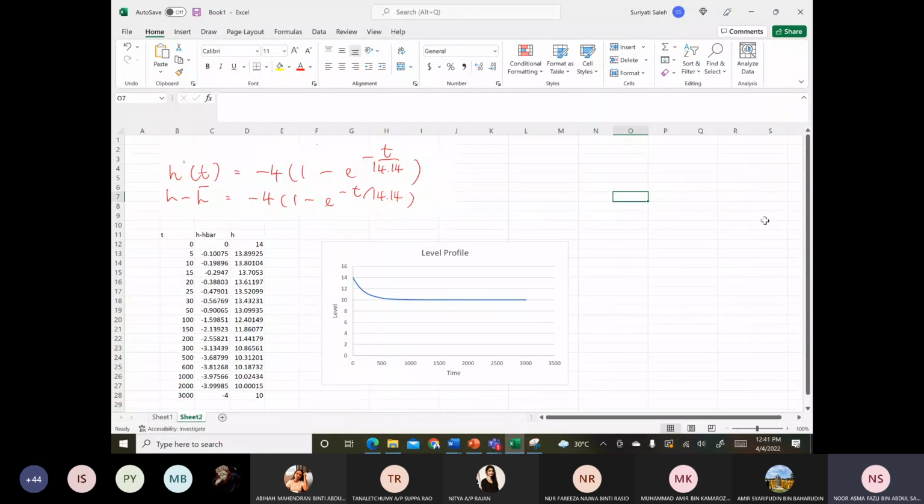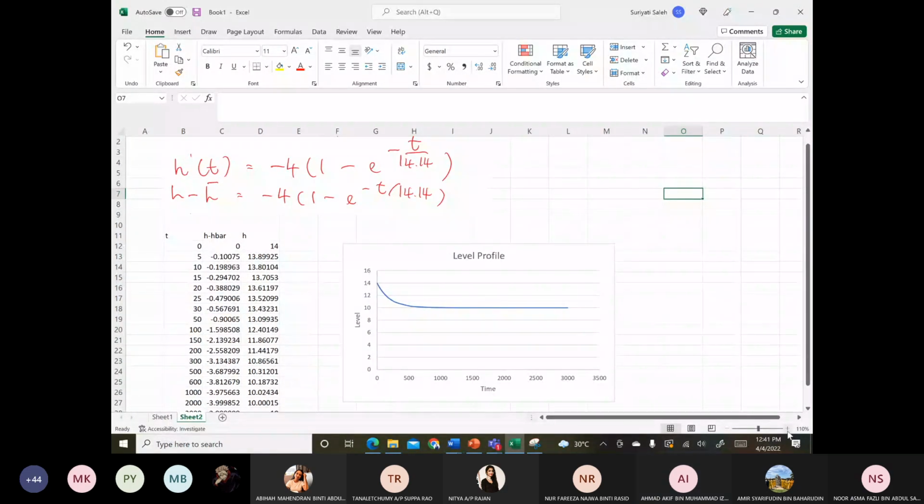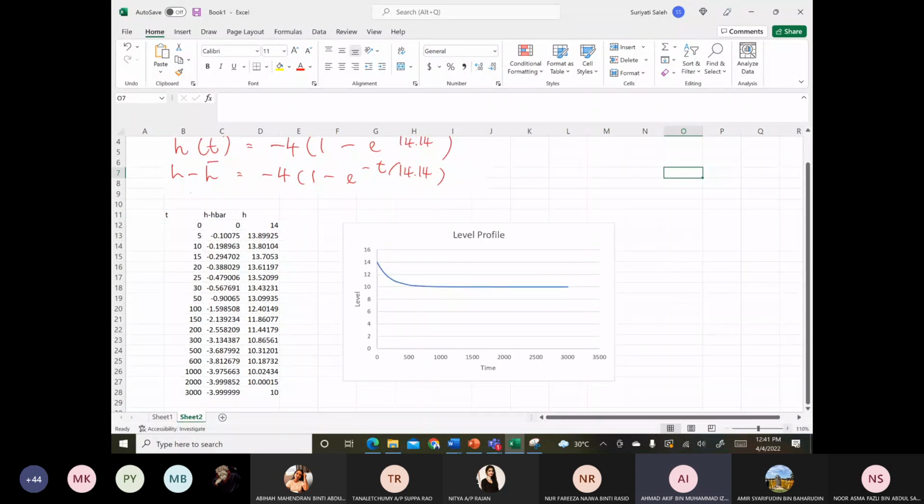What do you see from this graph? From the time of 600 until the end, the level is almost the same, Doctor, at 10. So this means in this case, the level is initially at 14, and then it will reach a new steady state at 10.